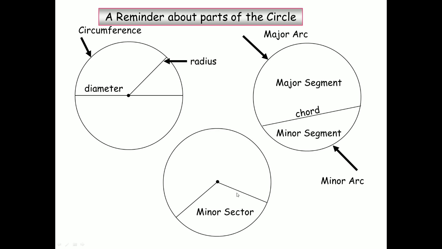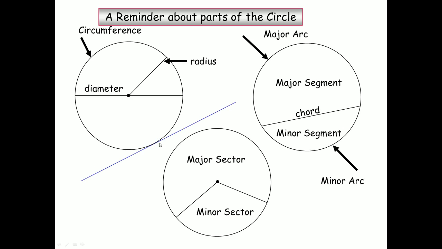Last but not least, we have a minor sector and a major sector. So if I cut a piece of pie, I'll have a smaller bit and a bigger bit, unless I cut it straight across the middle, in which case they're just semicircles. But I will then have a minor sector, or a smaller sector, and a bigger sector.